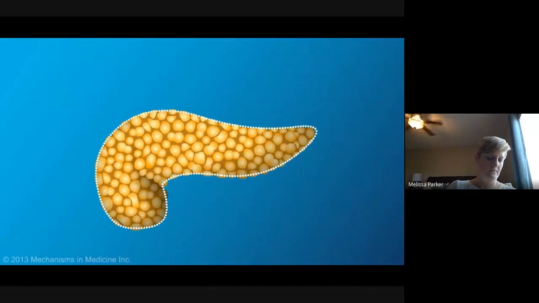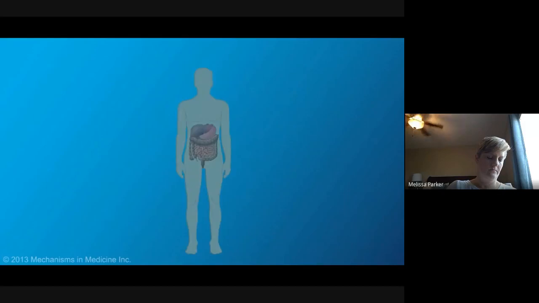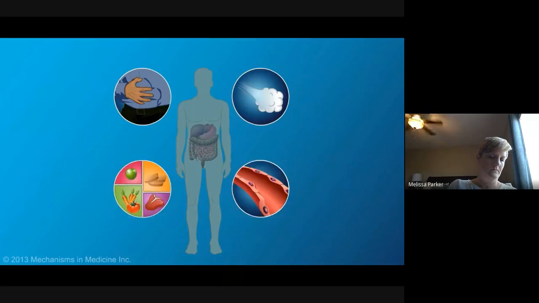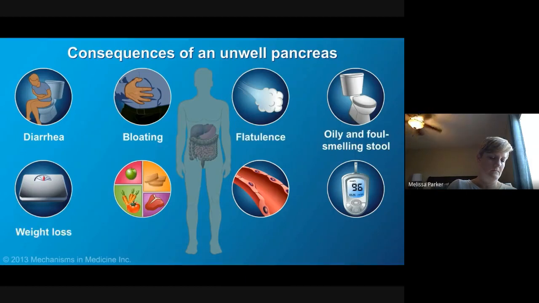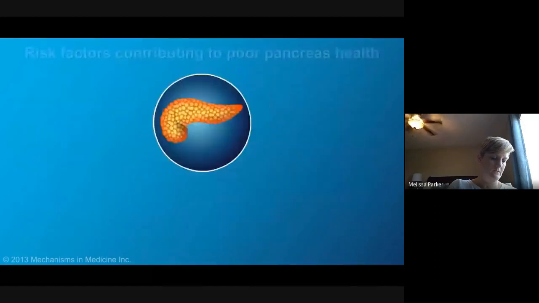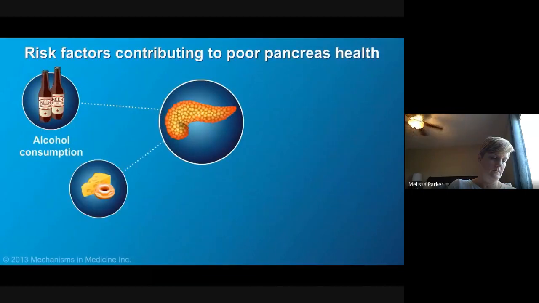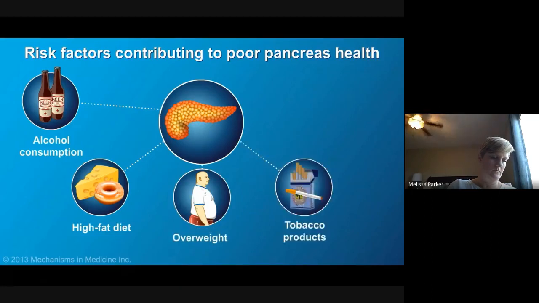When the pancreas is healthy, it contributes to a healthy digestive system. However, when our pancreas does not function correctly and is unwell, we can have trouble digesting food properly or maintaining our blood sugar in a healthy range. The consequences of an unwell pancreas may include diarrhea, bloating, flatulence, oily and foul-smelling stool, weight loss, malnutrition, poor blood sugar control, and diabetes. Heavy alcohol consumption, high-fat diets, eating large meals, being overweight, and tobacco products can put stress on your pancreas, causing it to work less well.